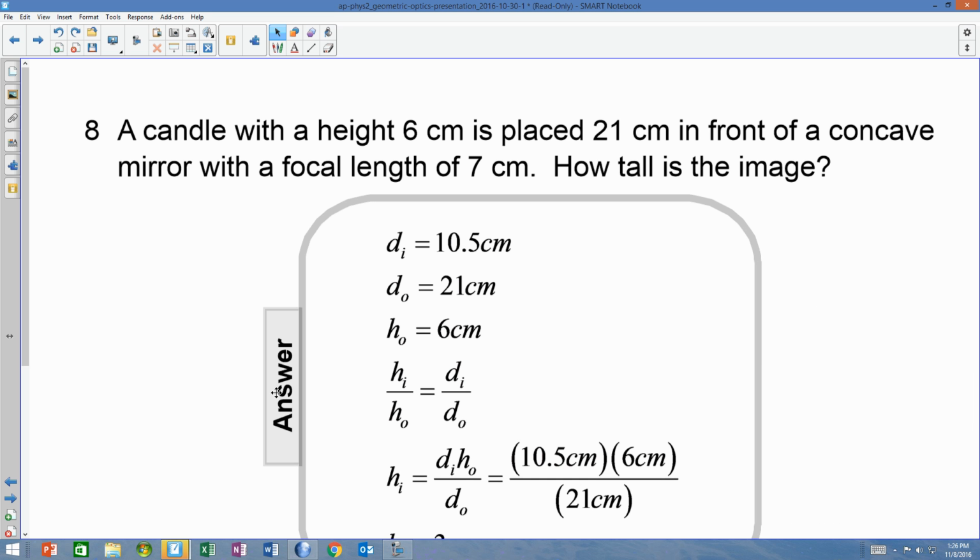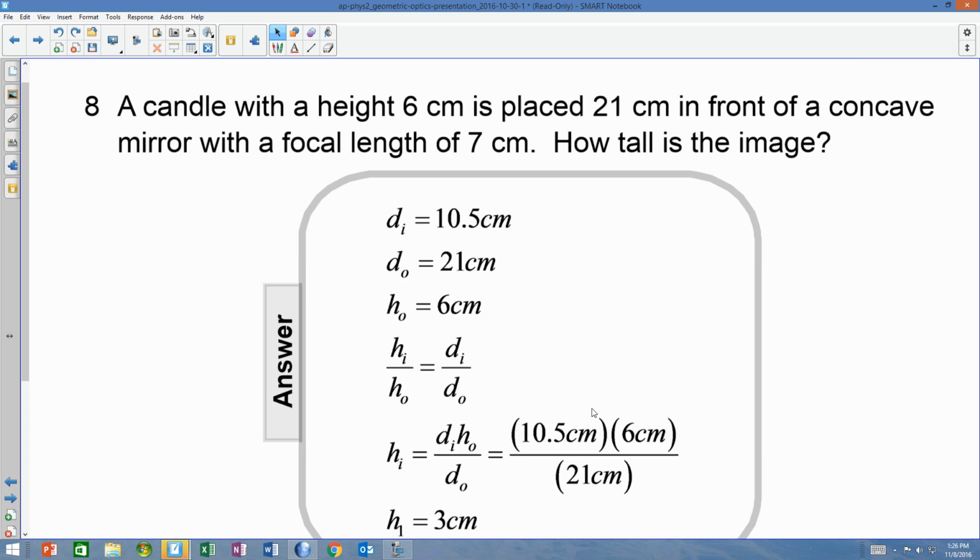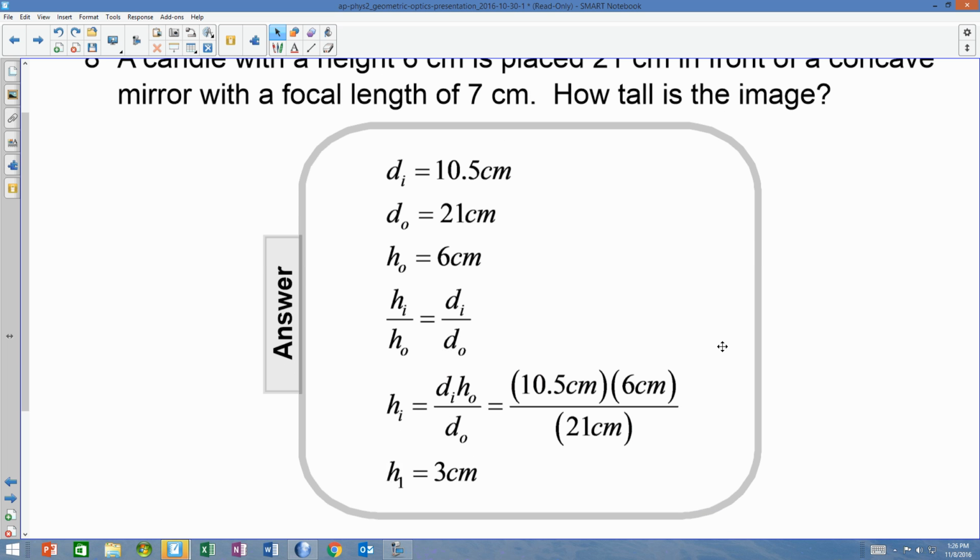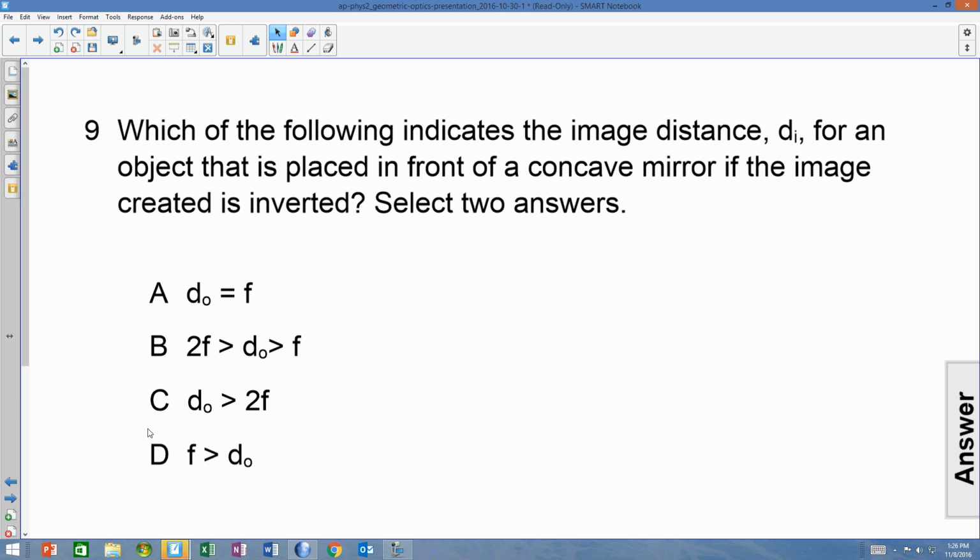Okay, so let's take a look. We know that the image distance from the previous example is 10.5. The object distance is 21 centimeters. We know that the object height is 6 centimeters. And we also know that there's a relationship between image height, image distance, and object distance, which is called the magnification. So we're getting rid of the negative sign here because we're only interested in the height. We're not interested in the direction of the height. We don't care whether it's inverted or upright. Okay, so substituting in our numbers, we end up with an image height of 3 centimeters. So it's going to be smaller, or demagnified.